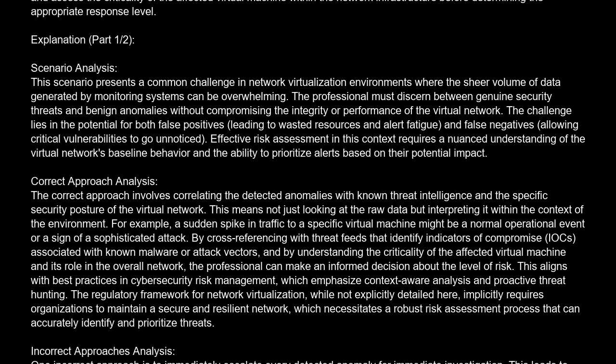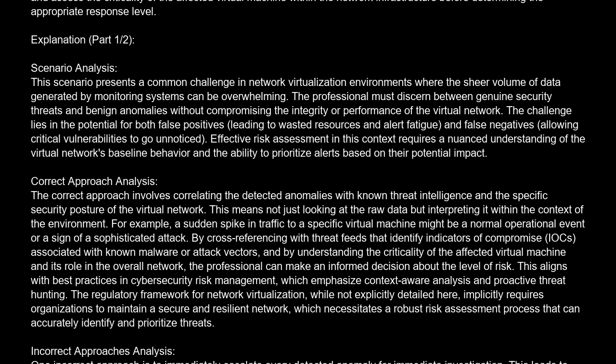By cross-referencing with threat feeds that identify indicators of compromise (IOC) associated with known malware or attack vectors, and by understanding the criticality of the affected virtual machine and its role in the overall network, the professional can make an informed decision about the level of risk. This aligns with best practices in cybersecurity risk management, which emphasize context-aware analysis and proactive threat hunting. The regulatory framework for network virtualization, while not explicitly detailed here, implicitly requires organizations to maintain a secure and resilient network, which necessitates a robust risk assessment process that can accurately identify and prioritize threats.